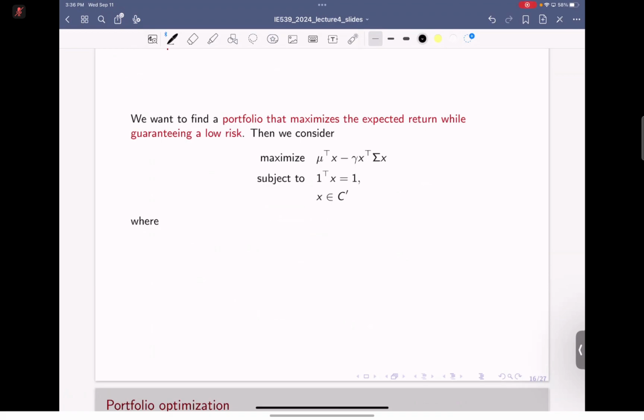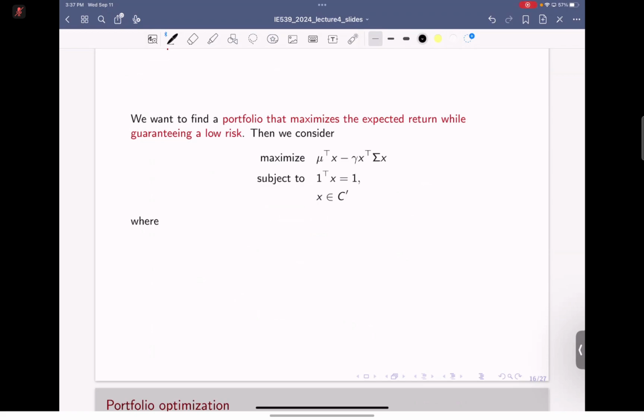Let's look at the constraints first. So 1 transpose x equals 1. This means that your x captures your allocation strategy. And let's look at the objective. Well, I want to maximize something. So forget about the second term. The mu transpose x is the expected return. So I want to maximize the expected return. But I have this minus gamma. Gamma is a positive number. This gamma is some parameter you can choose.